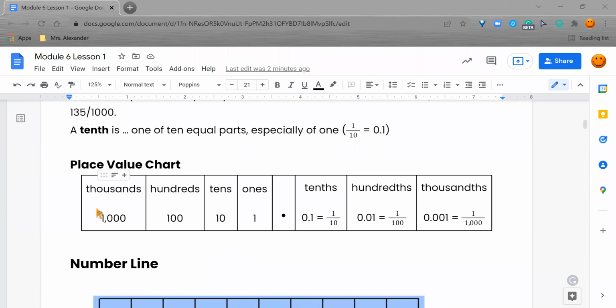We have the place value chart: thousands, hundreds, tens, ones. These are our whole numbers. And then we have our decimal side, where we have tenths, hundredths, and thousandths. So we write tenths as 0.1, which equals 1 over 10. Hundredths is written as 0.01, equal to 1 over 100. And thousandths is 0.001, which equals 1 over 1,000. They all equal the exact same thing, just written in decimal form and fraction form.